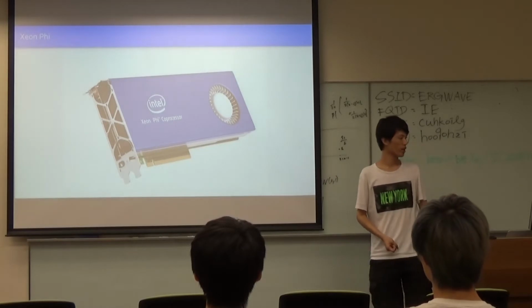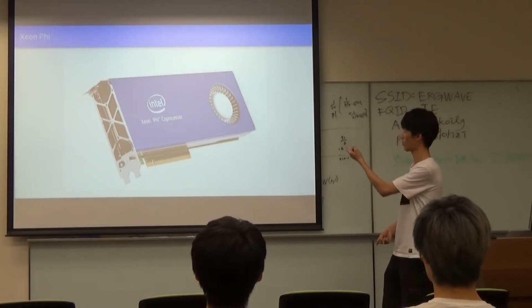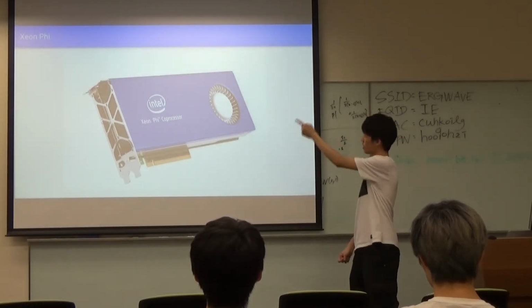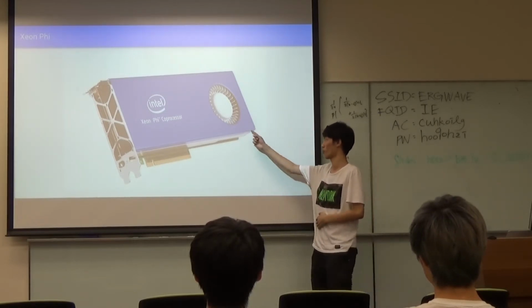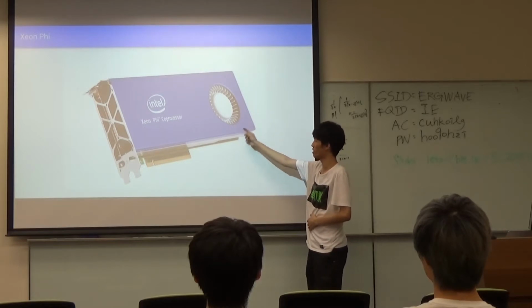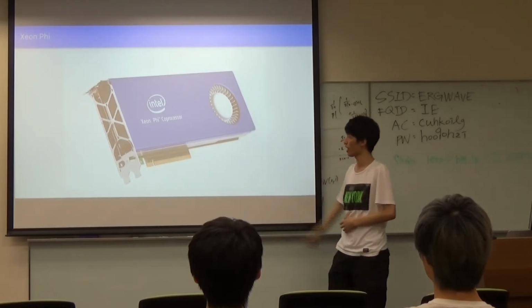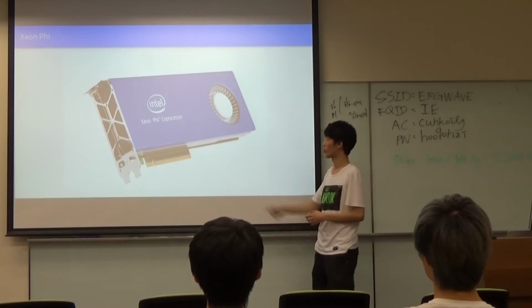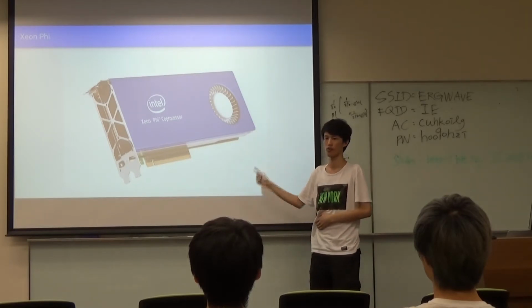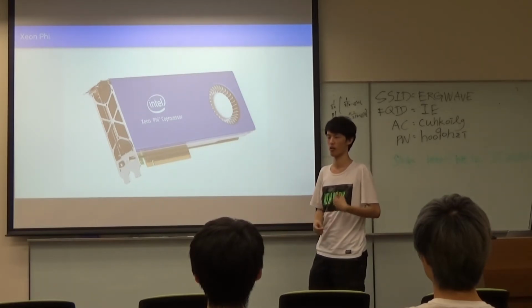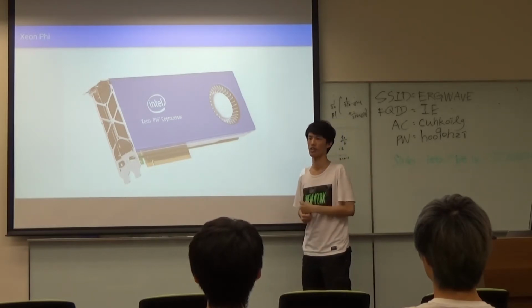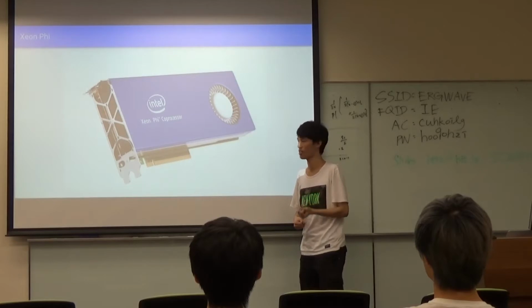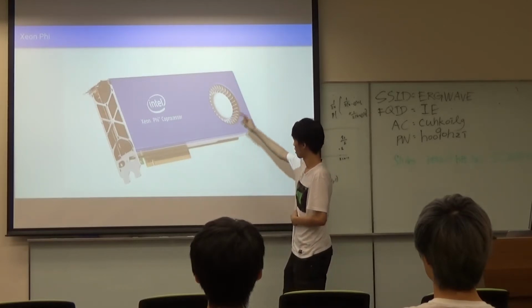Right. So in case you haven't seen what Xeon Phi is, it's actually just a card like this, and they have two versions. One is the one with active cooling, that means a fan inside the card, and the other one is passive cooling, where you don't get a fan on the card, but instead you use the cooling solution provided on your server.